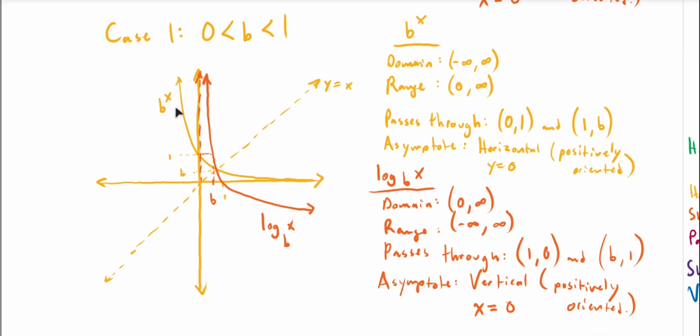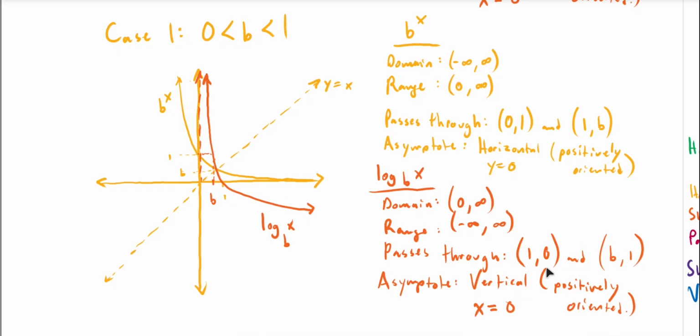You can plug in any value you like, you can raise b to that power, and you're either going to get a very small number if x is large, or a very large number if x is small, in the sense that it's negative. We're still going to pass through the same points, 0, 1, and 1, b. But now b is sort of crunched in between 0 and 1. So that's getting a little hard to graph right there. But we have 1, b, that would be here.